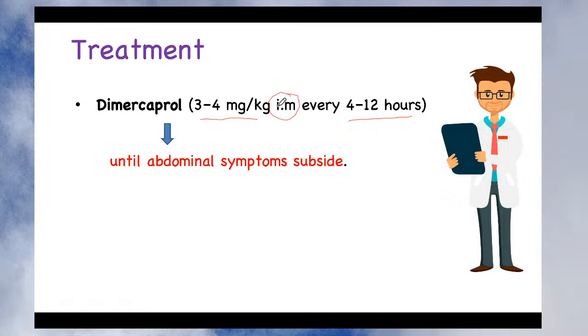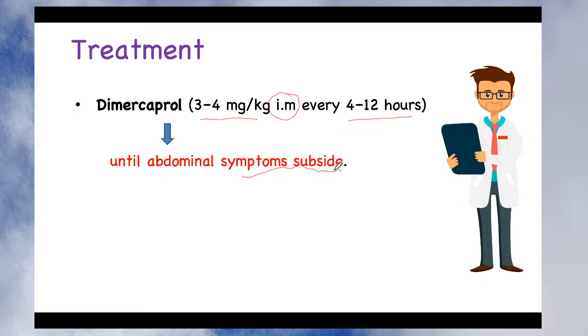What are the abdominal symptoms? We have seen what happens at the initial level, it starts even with the burning sensation in your legs, right? And when it goes to the abdomen, you suffer from very severe abdominal cramps, vomiting, and diarrhea. These are the abdominal symptoms. So you can give dimercaprol 3 to 4 milligram per kg through an intramuscular dose, every 4 to 12 hours until abdominal symptoms subside, when there is no vomiting and diarrhea.